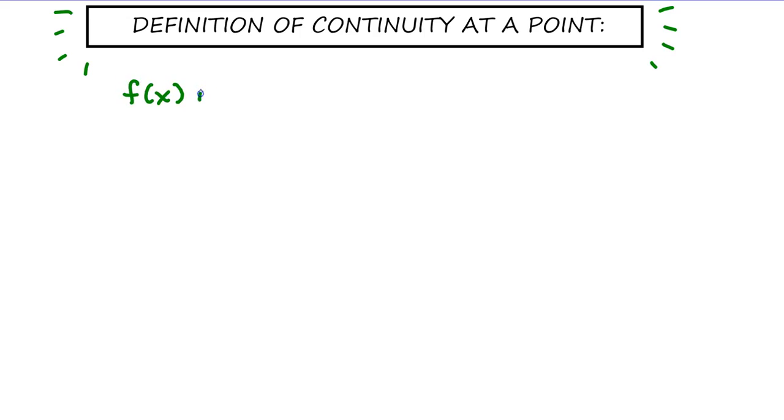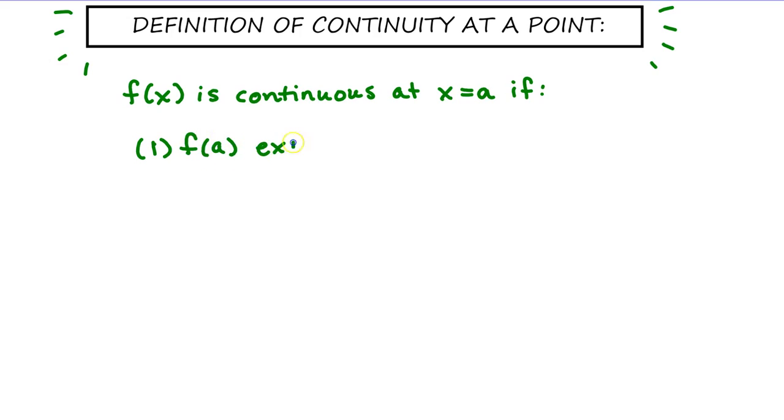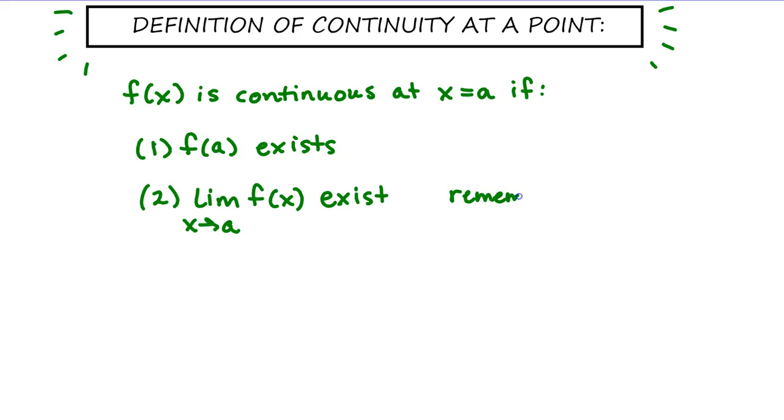f(x) is continuous at x = a if these three conditions are met. Number 1, f(a) exists. So there actually is a point. Number 2, the limit of f(x) as x approaches a exists. That means the left-hand limit equals the right-hand limit, and they have to equal a finite number.